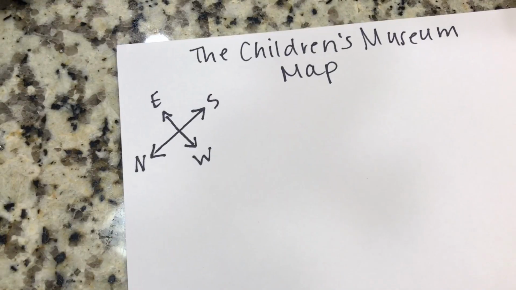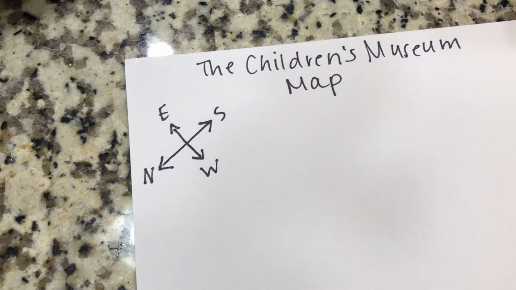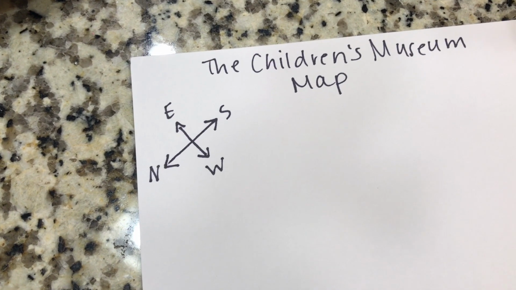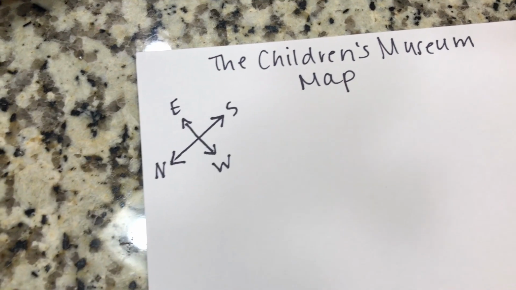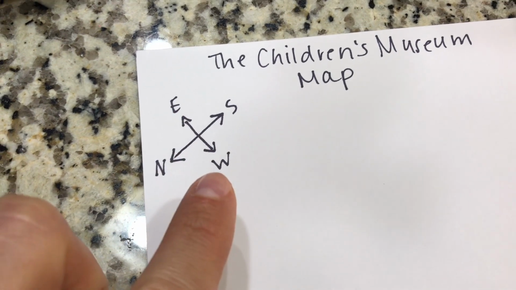All right, step four. We need to add a compass so we know on our maps which direction is north. It can sometimes be hard to determine which way is facing north, but I used the compass on Google Maps to figure that out, and then I drew my compass on my page. You can see I have north, south, east, and west.